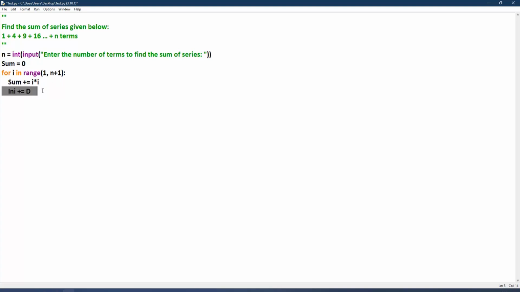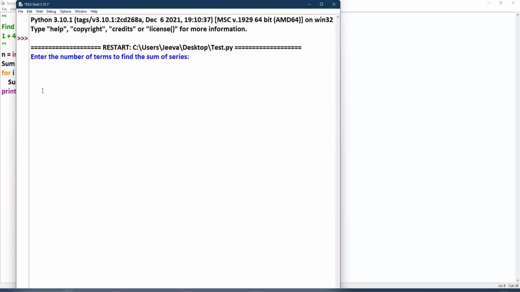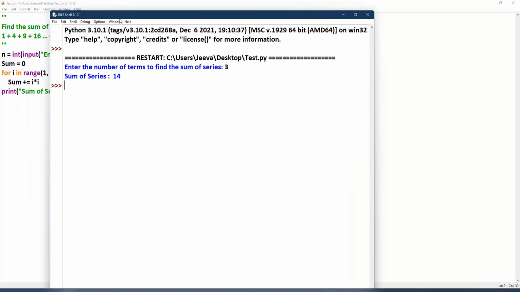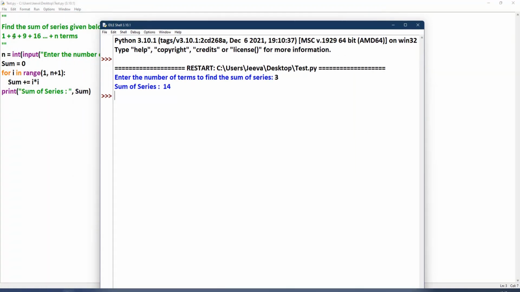When we need to print, we shall print it outside the for loop. Print sum of series, sum. Let me execute this. I need 3 terms. It is 14. So 1 plus 4 is 5 plus 9 is 14.